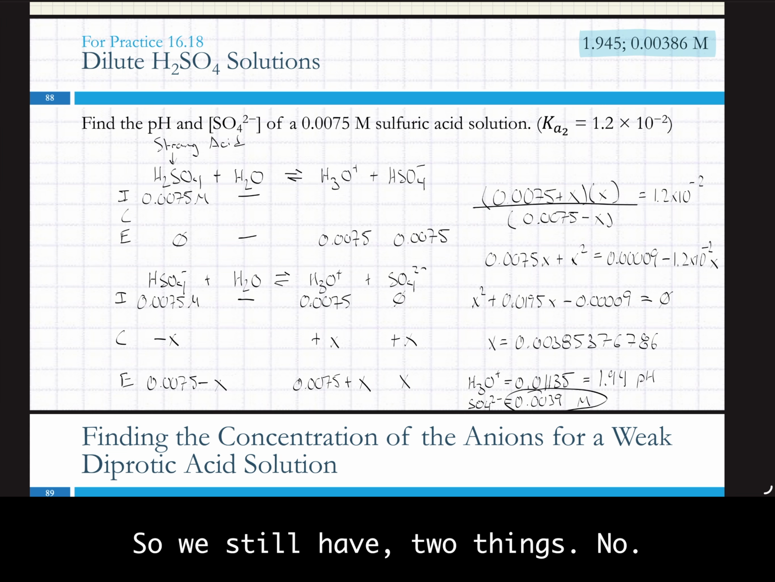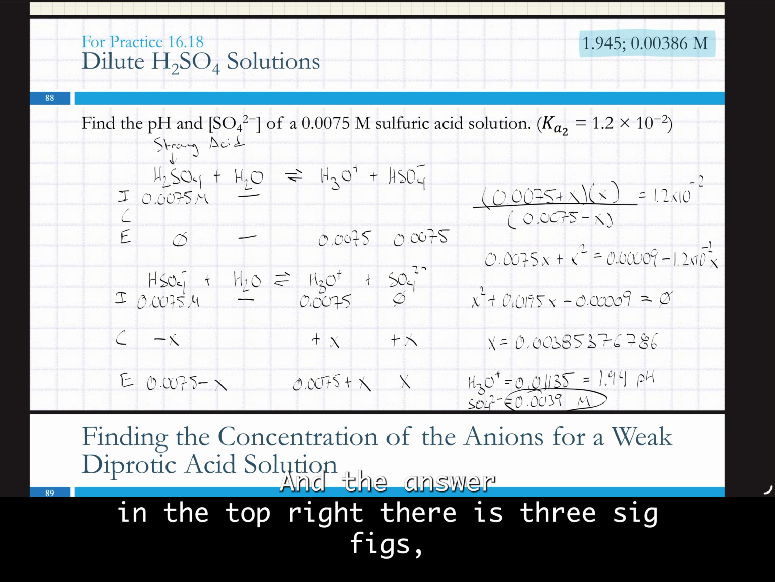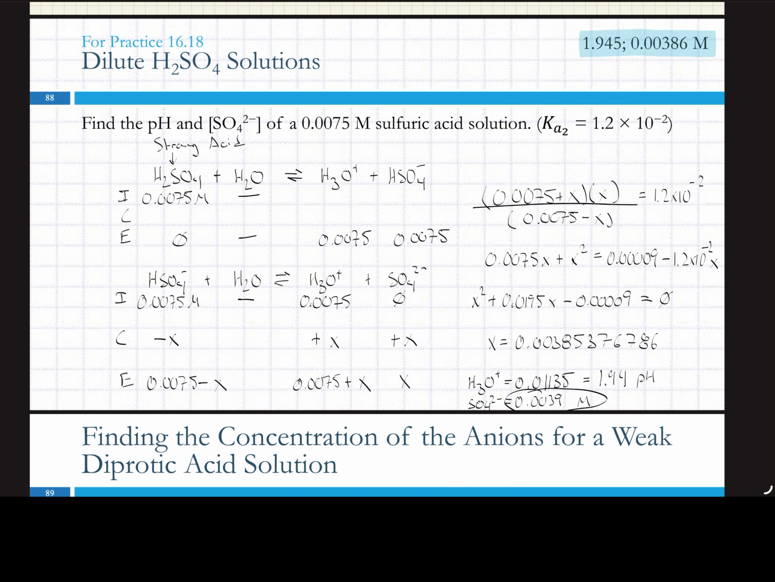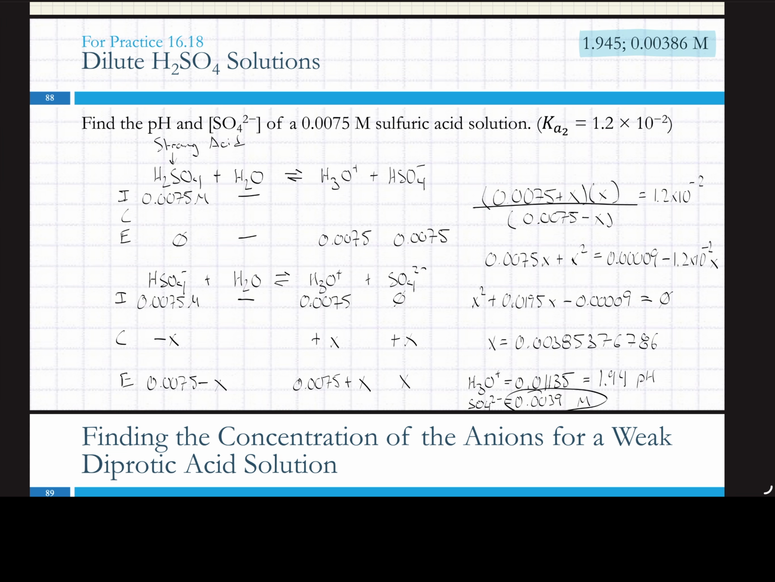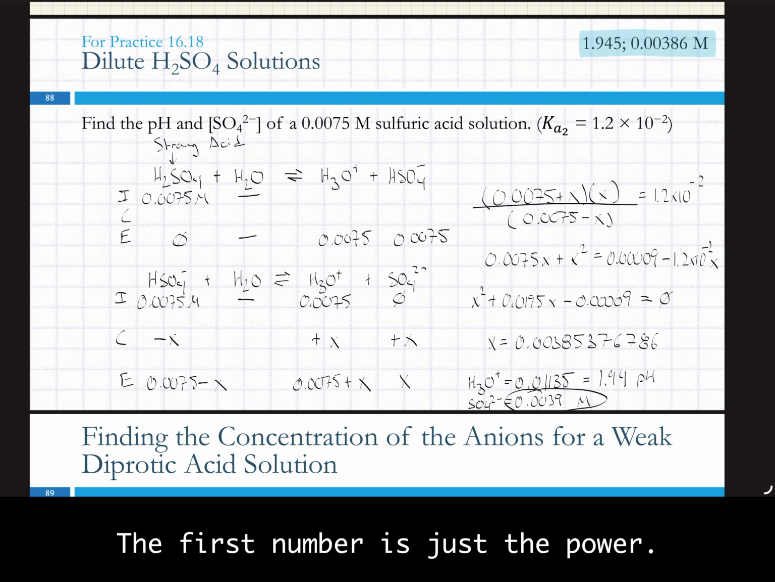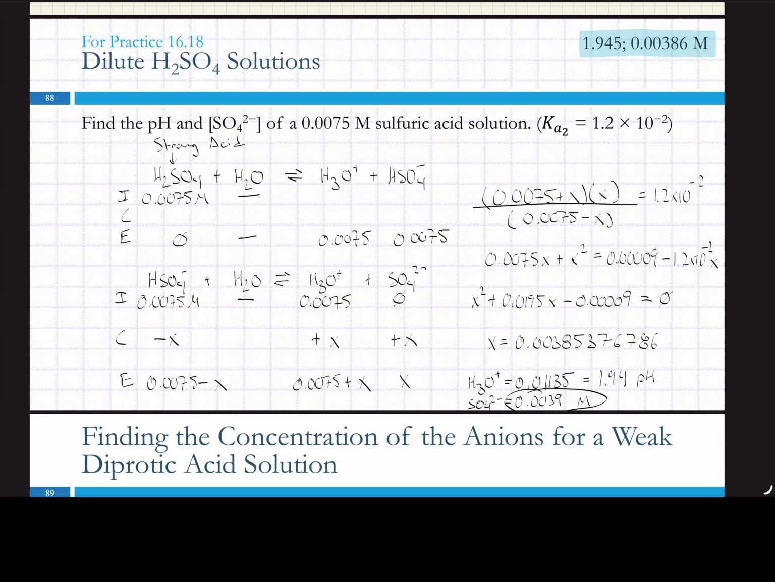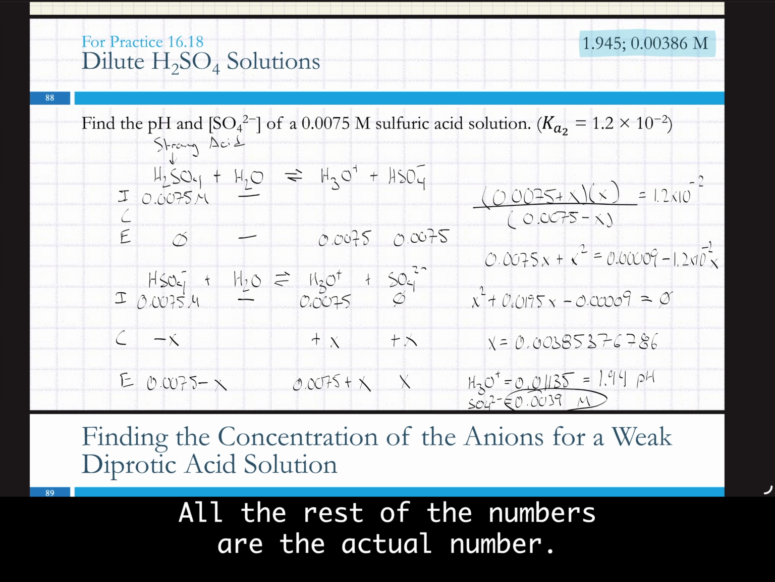So the pH doesn't have 4 sig figs. No. Even the pH in the answer in the top right there is 3 sig figs. Because only after the decimal counts. The first number is just the power. All the rest of the numbers are the actual number.